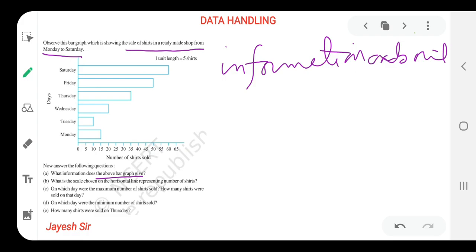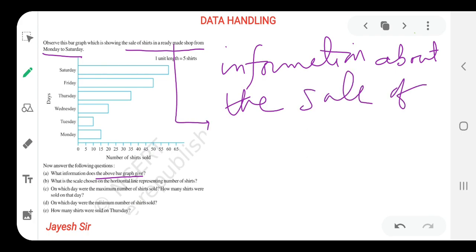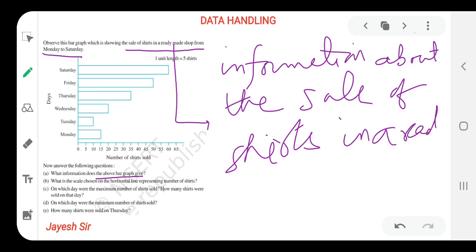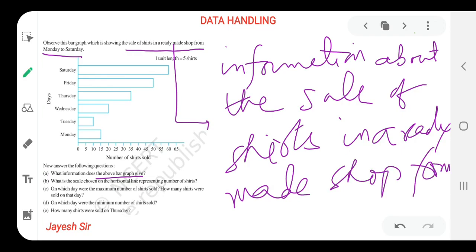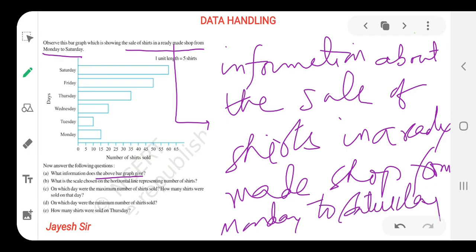Again I'm repeating, the bar graph gives information about the sale of shirts in a ready-made shop from Monday to Saturday. Yes, friends, so this would be the answer for our first question. I hope you all might be clear with that.